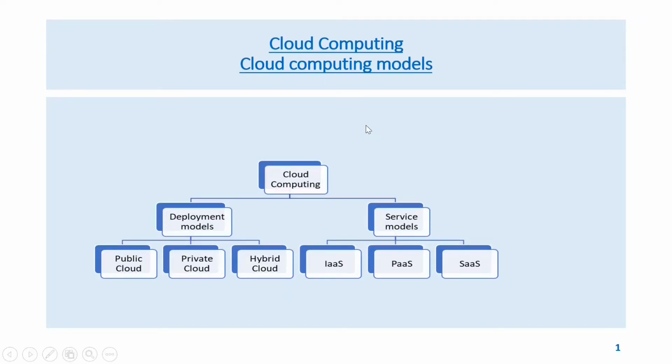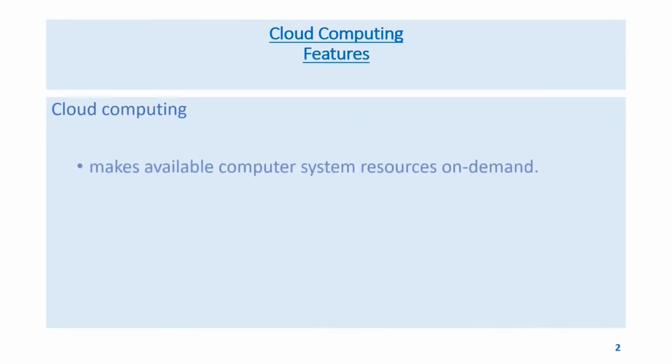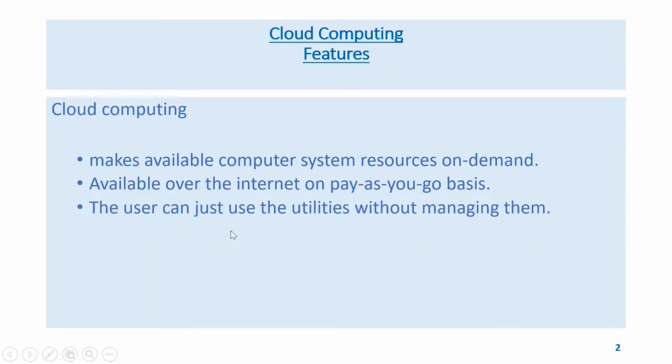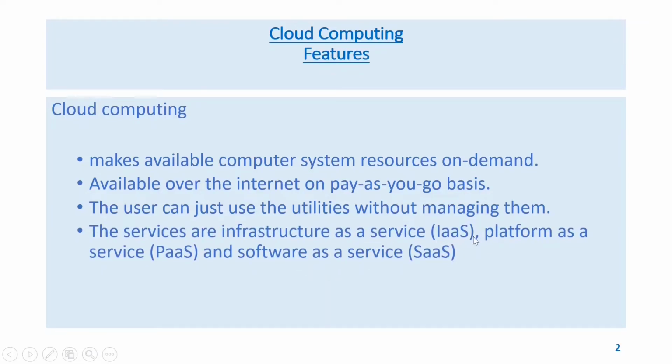Cloud computing. Cloud computing models. There are deployment models and there are service models. The deployment models are public cloud, private cloud, and hybrid cloud. Service models are IaaS, infrastructure as a service, PaaS, platform as a service, SaaS, software as a service. Now, let us see some other features of cloud computing. Cloud computing makes available computer system resources on demand, available over the internet on pay-as-you-go basis. The user can just use the utilities without managing them. The services are infrastructure as a service, IaaS, platform as a service, PaaS, and software as a service, SaaS. Cloud can be public, private, or hybrid.